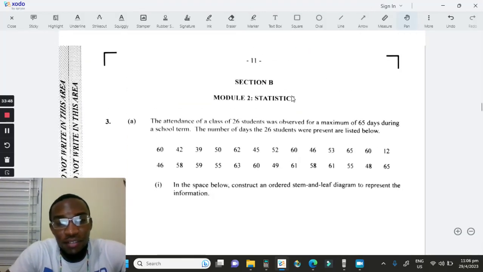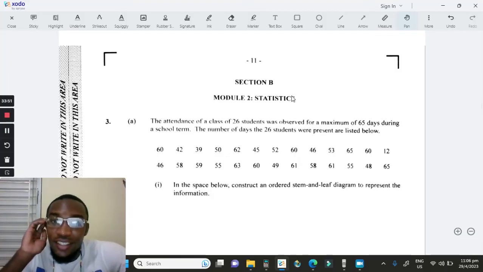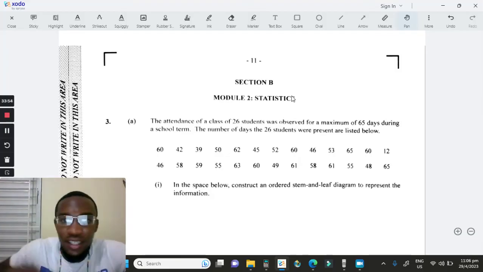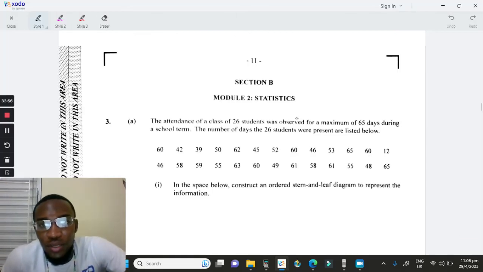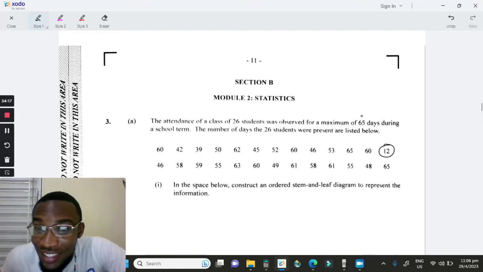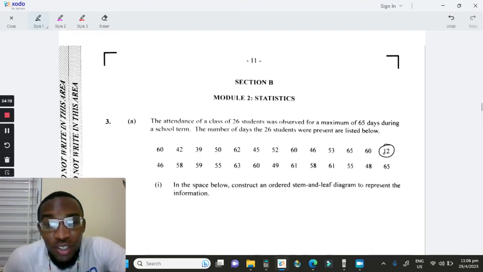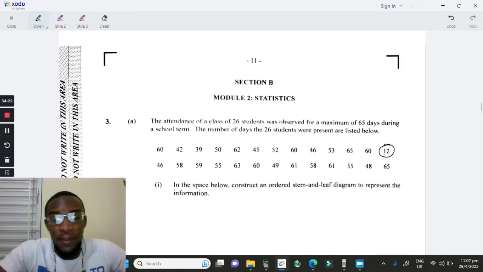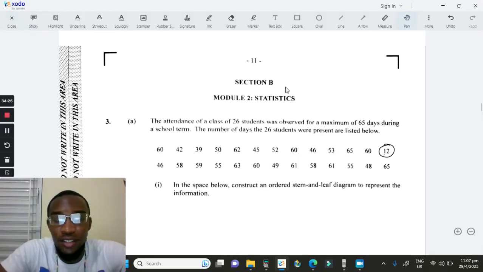Module 2, my favorite module, is statistics. So it says here, the attendance of a class of 26 students was observed for 65 days during a school term. The number of days the 26 students were present is listed. Out of the 65 days, somebody comes 60, 42, 39, 50, 62, and all of that good stuff. But somebody came only 12 days out of 65. This person didn't even come to school for 3 weeks. That's crazy, right? But that's how it is.